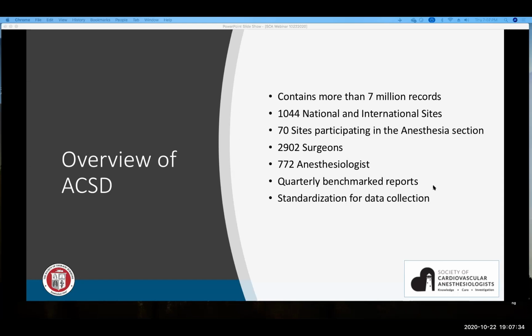We produce quarterly benchmarked reports, which we will get into in just a little bit. With the IQVIA transition, we now are presenting those in a dashboard format, and we are the basis for standardizing data collection across adult cardiac surgery patients.